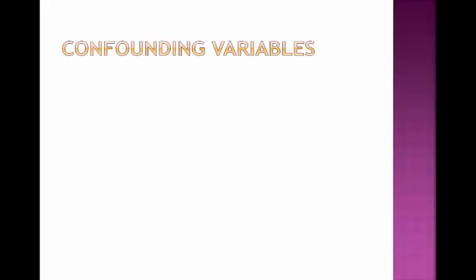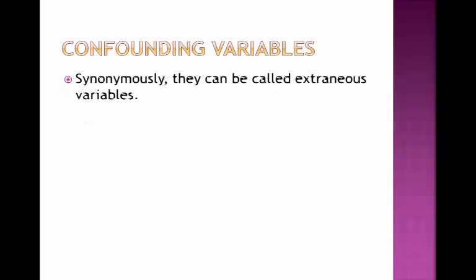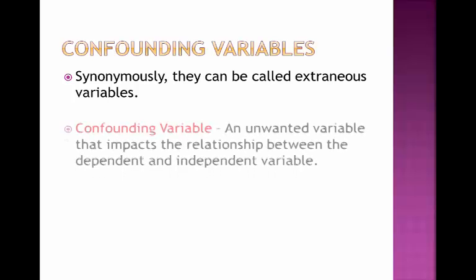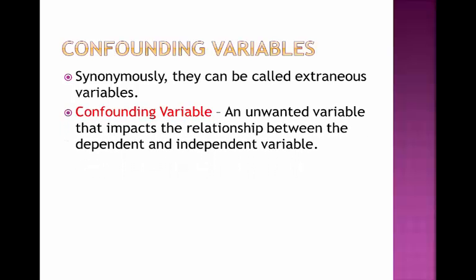There are also a new set of variables that come in with AS level psychology, and these are called confounding variables. Although synonymously, they can also be called extraneous variables, so whatever your teacher told you, they're both the same thing. So a confounding variable is an unwanted variable that impacts the relationship between the dependent and independent variable. So basically, this is anything that, for example, like the time of day, that really messes with your experiment and you don't want it to.